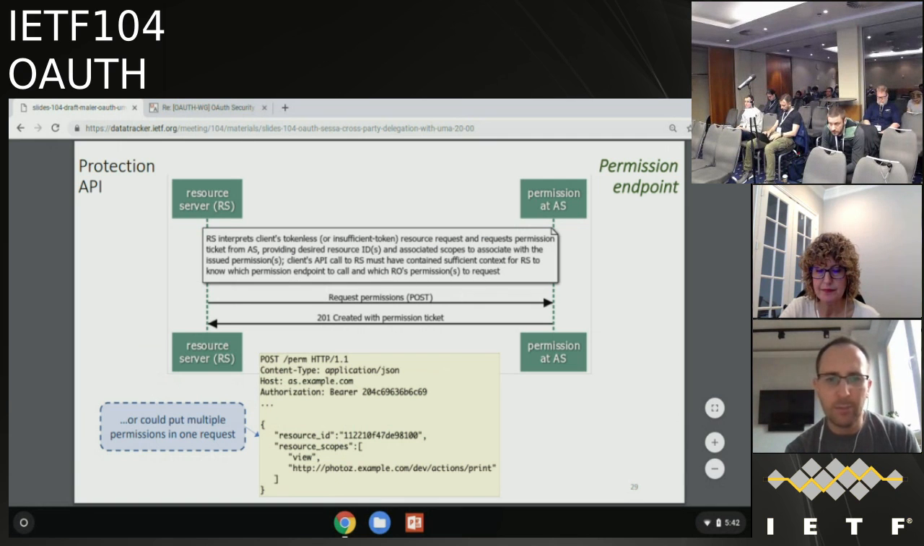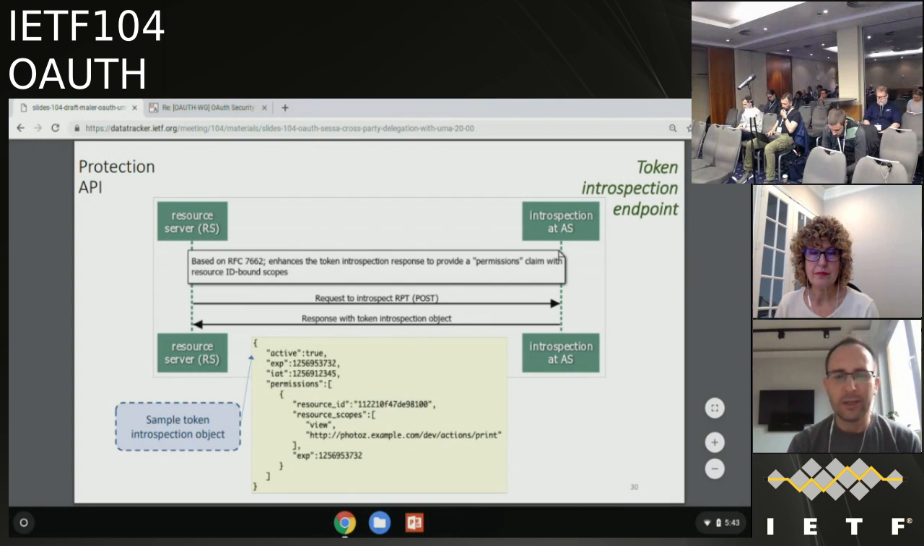Of course. The permission endpoint is very simple. Once the client executes a request to a resource server, the resource server registers a permission at the authorization server. It uses the permission endpoint for that purpose. You can see an example of a request at the bottom, which references a particular resource and the scopes which should be added to that permission ticket. Importantly, the resource server can register a single resource or a set of resources that it thinks should be linked with the permission ticket. Next slide, please.